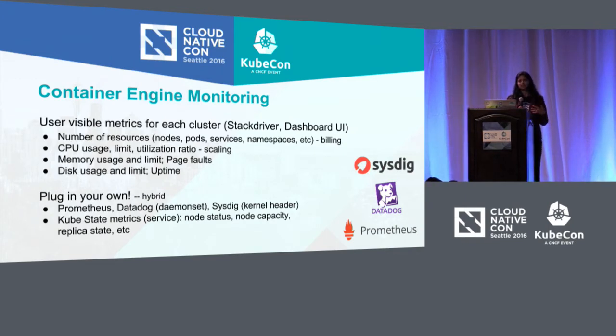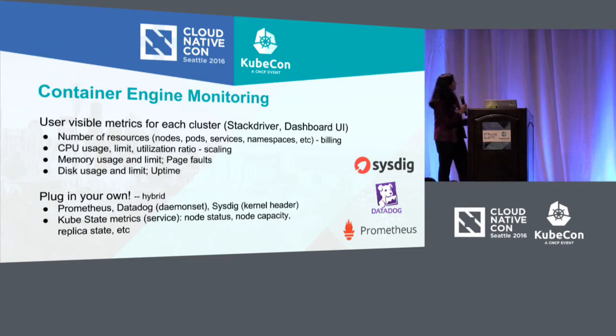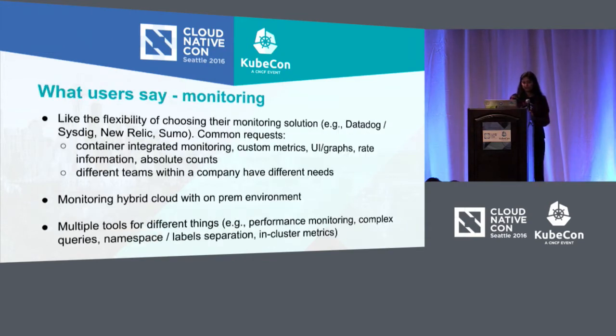This is an example of where the open source ecosystem is really available in Google's cloud. Many of our customers actually do this and use these add-ons. Sysdig, Prometheus, Datadog, these are some of the common ones. They have different deployment methodologies. Datadog is deployed as a daemon set. Sysdig is actually a kernel header. But I'll talk about what users do with these.